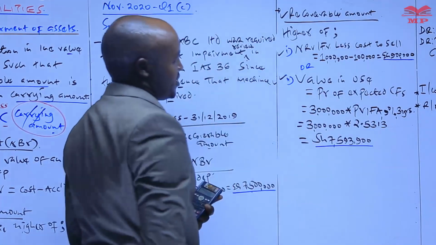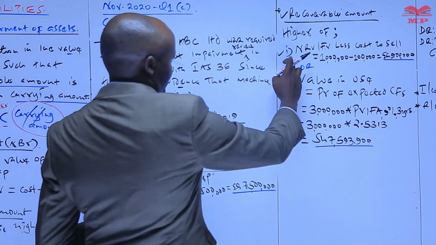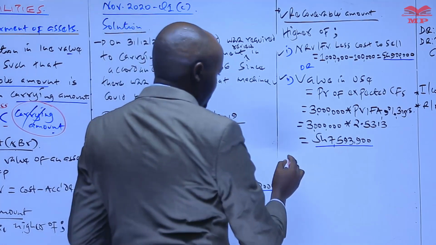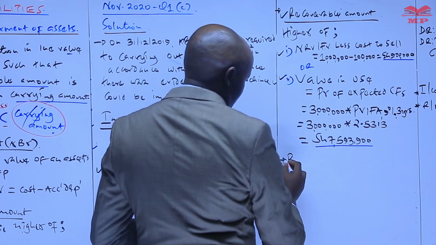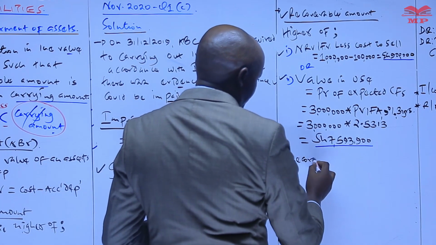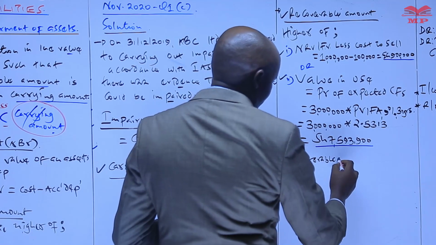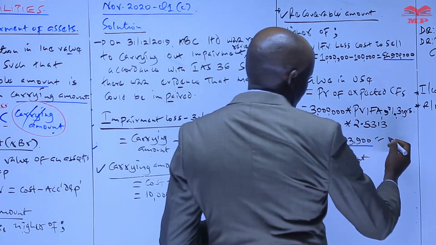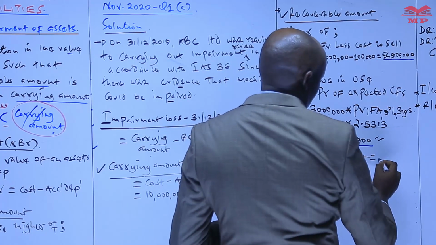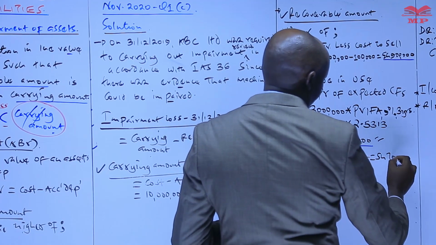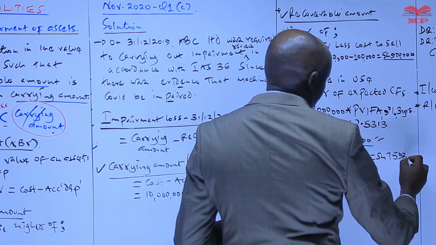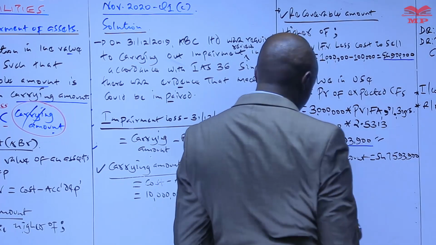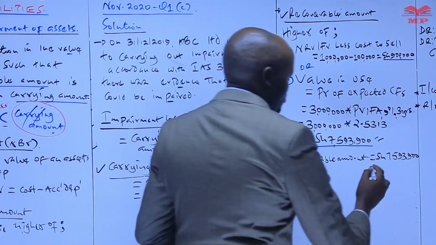So having the value in use, finally what we need to do is determine the recoverable amount. And the recoverable amount, we take the higher of those two values. So therefore you can say the recoverable amount of this machine is this one. This one is the one which is higher than that, is the shillings 7,593,900. So that is the recoverable amount.